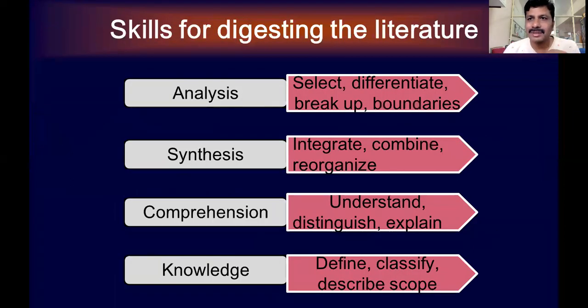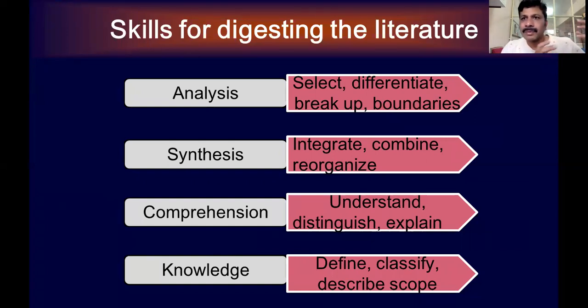Many times, we just Google it, download a lot of research papers, and copy and paste those contents in the literature review. That should not be done. You can download and read as many research papers as possible, but you need to analyze what each actually contains. You need to select, differentiate, break up, and give the boundaries.